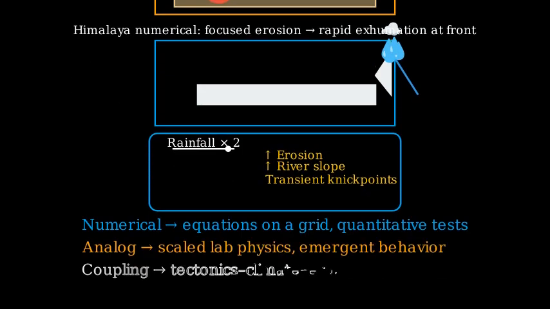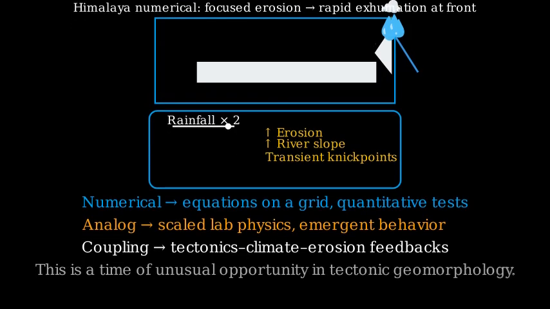Summary. Numerical modeling translates ideas into quantitative predictions across deep time and large scales. Analog modeling captures emergent deformation in real materials, providing intuition and discovery. Used together, they help explain why mountain belts like the Himalaya, Andes, and Alps look and evolve the way they do.